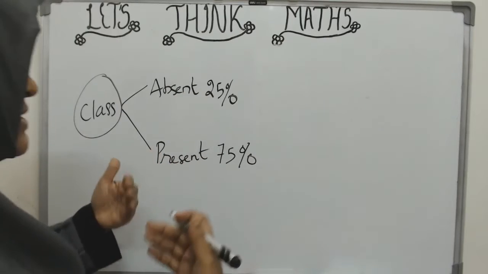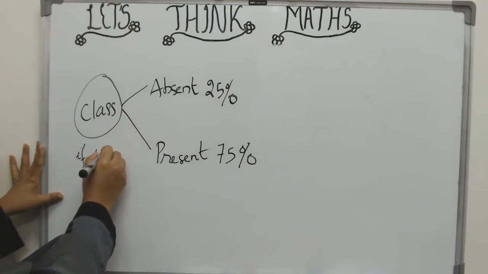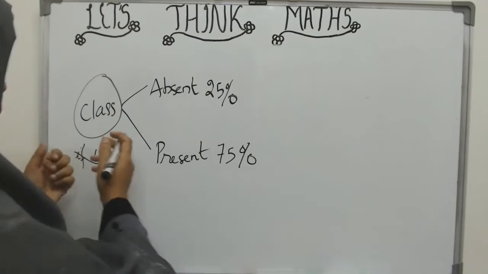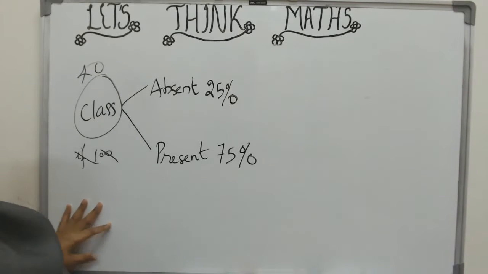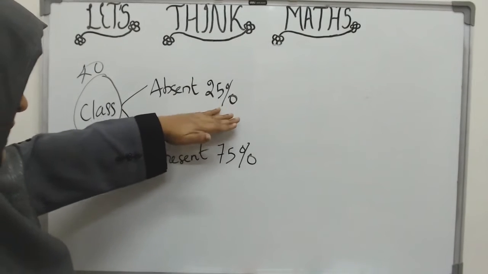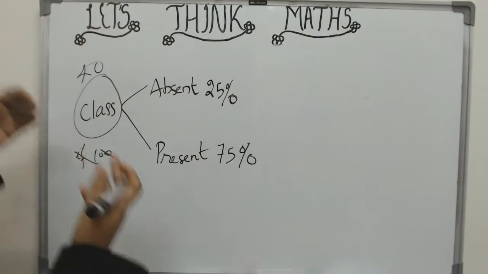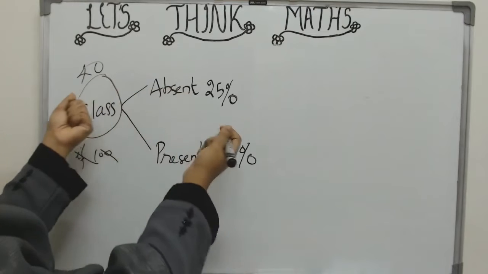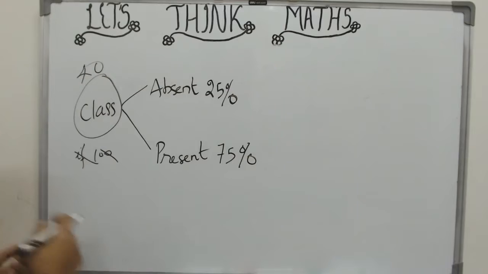But how is this going to help me? This says that if there are 100 in the class, there is going to be exactly 100, right? So what if the class that I am taking has only 40 students? Then how does this work? If I know that 25% are absent and the total strength of the class is 40, how do I know how many of them are actually absent? Is it 1, is it 2, is it 10 or 20? How much out of this 40 are actually absent?